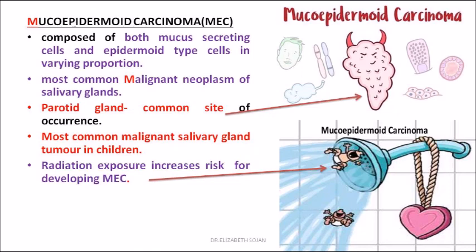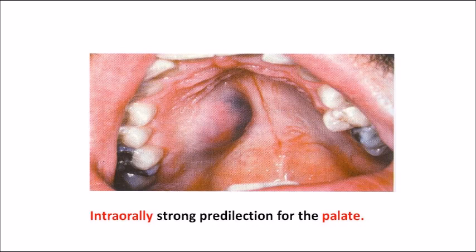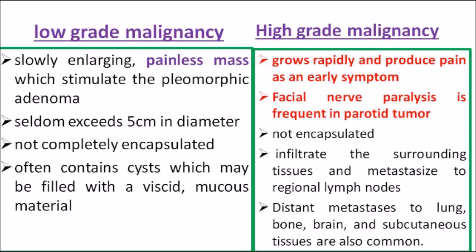Okay, so remember this, this is about mucoepidermoid carcinoma. If you learn about the location of mucoepidermoid carcinoma, the most common site is the palate. Palate is the most common site for mucoepidermoid carcinoma. Okay, palate. Intraorally, there is a strong predilection for the palate. So remember the location.